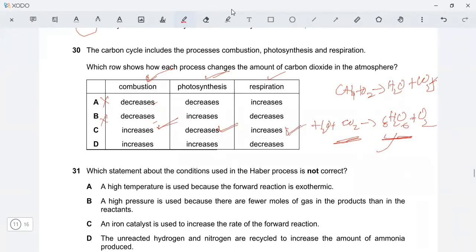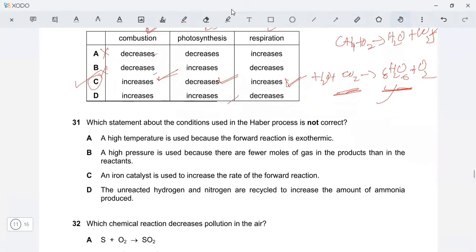Respiration process, carbon dioxide will increase. But in the photosynthesis process, the amount of carbon dioxide in the atmosphere will decrease because carbon dioxide is used up in the photosynthesis process. So the answer is going to be option C. Okay, so is it correct?